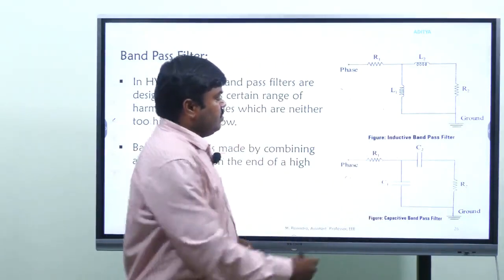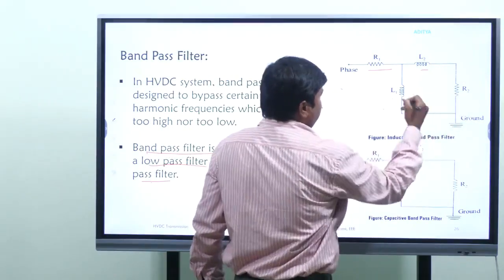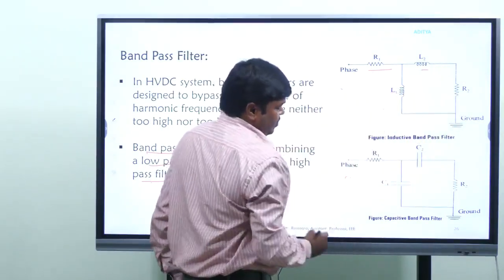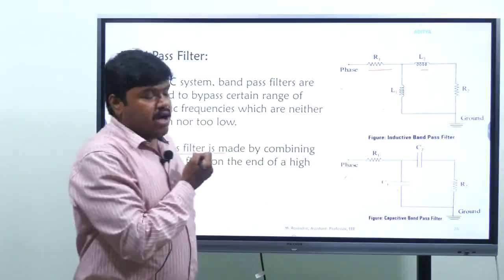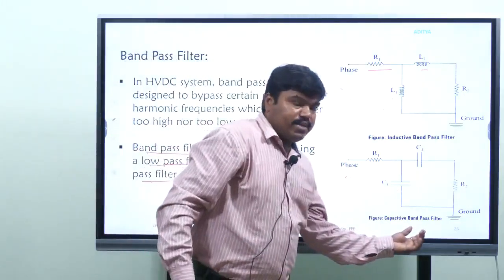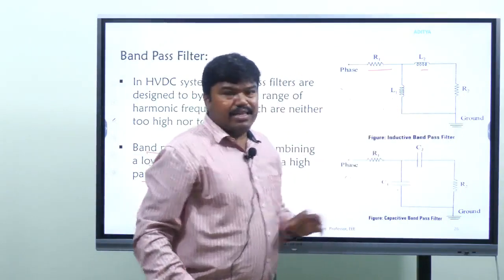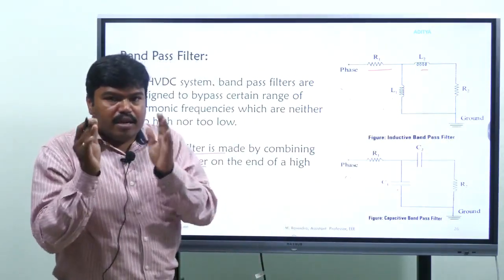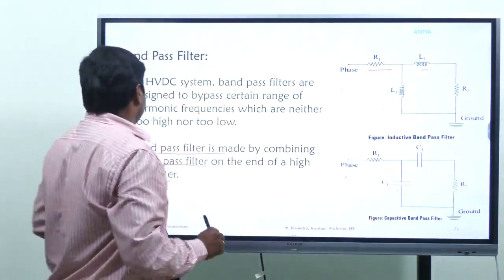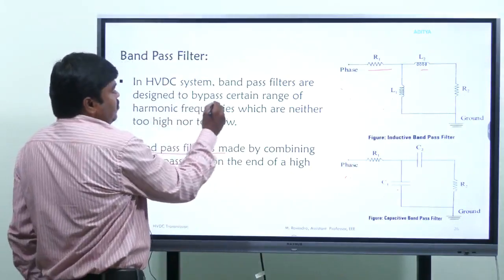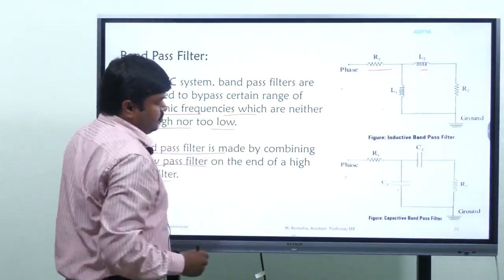These are made of a resistor and an inductor, and another resistor. These are connected in parallel to L2 and in series to R1, and these are connected in parallel to C2 and in series to R1. This is the capacitive band pass filter, and this is the inductive band pass filter. Band pass means a range of frequencies. It allows only a certain range of frequencies. Band pass filters are designed to pass a certain range of harmonic frequencies which are neither too high nor too low.